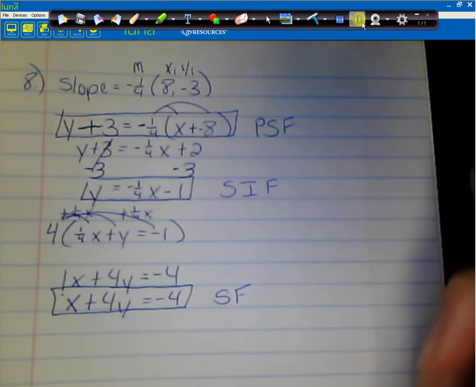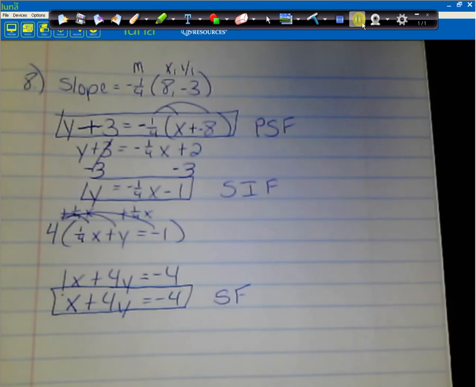So we have point slope, slope intercept, and standard form. Make sure you have all that written before you move on.